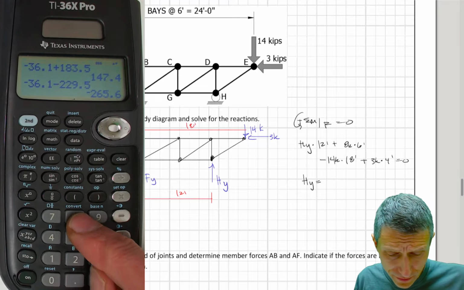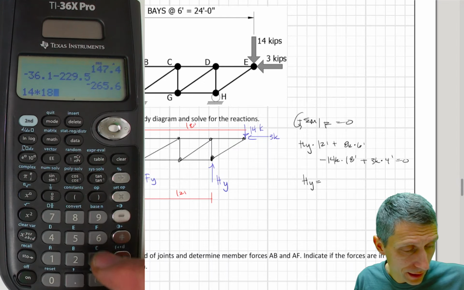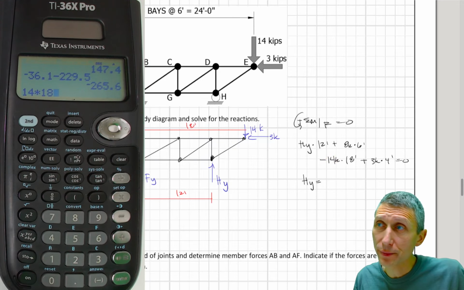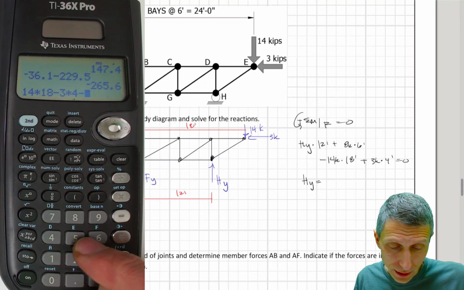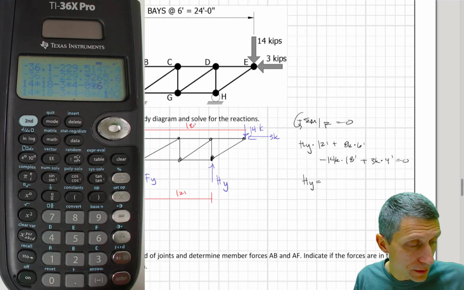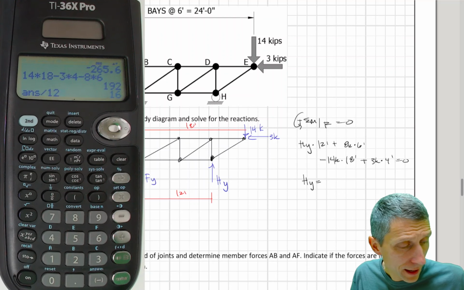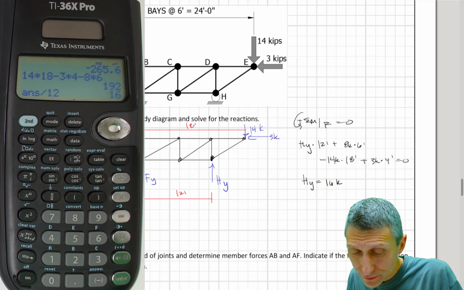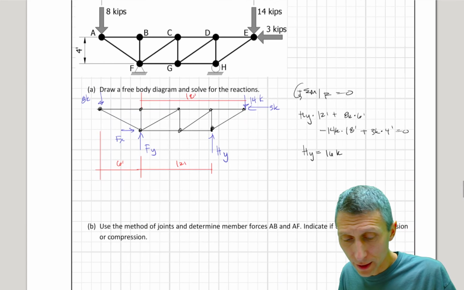I'm going to add the 14 times 18 to the other side because this is a negative. So I'm going to first start by adding that to the other side. Then I'm going to subtract off 3 times 4, and I'm going to subtract off 8 times 6. So this puts it all on the other side. I didn't write that out, but that's 192 divided by 12. That's going to be 16 kips. Okay, so hopefully you got that value as well.